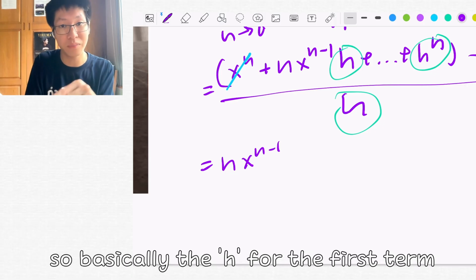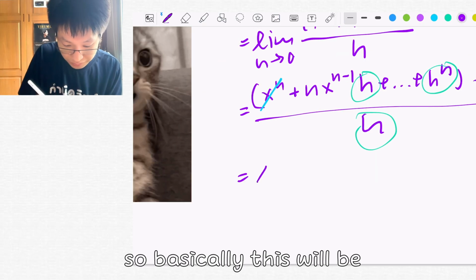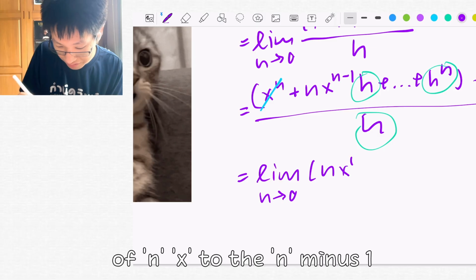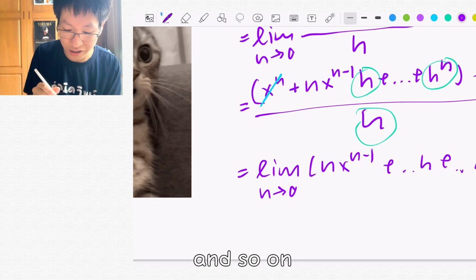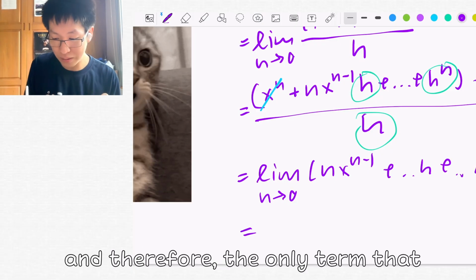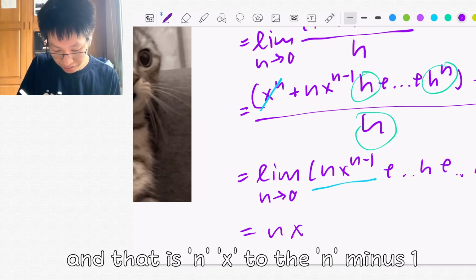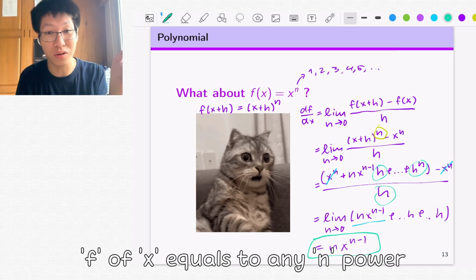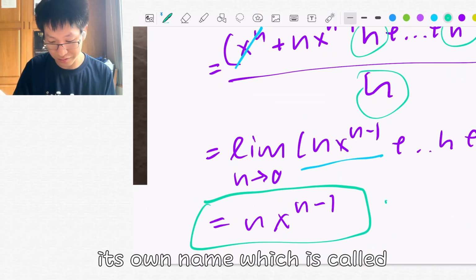So basically the h for the first term will be gone, plus something that has h. So this will be the limit as h approaches 0 of n x to the n minus 1, plus something that has h in it, plus something that has h in it, and so on. And since h is approaching 0, the only term that remains is the term that doesn't have h in it, and that is n x to the n minus 1. And that is the derivative of f of x equals x to any power n. This is a very common formula that has its own name, which is called the power rule.